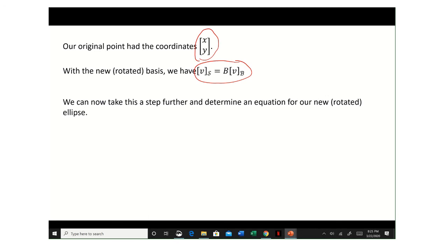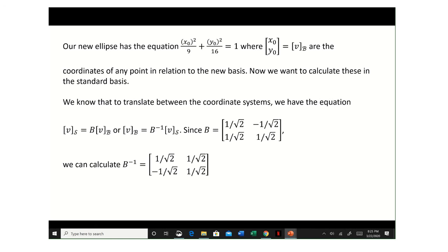But we can take this a step further and determine an equation for our new rotated ellipse. So our new ellipse has this equation, the same exact equation, but where x naught and y naught are coordinates in our new basis. So these are coordinates in relation to our new basis. And now we want to go back to our standard basis, and figure out, well, what would these be in our standard basis? We have our equations that we've seen, or in the other direction. We know what our matrix is in the new basis, so we can calculate the inverse. So we have the inverse.